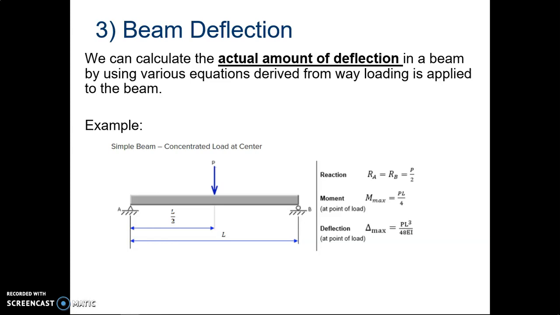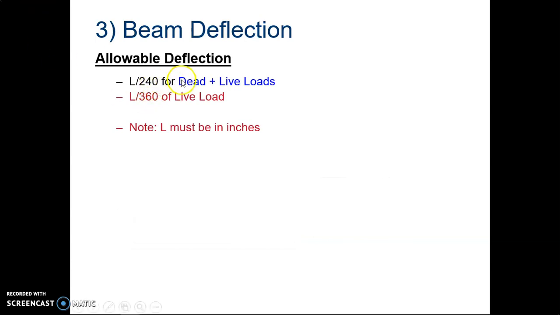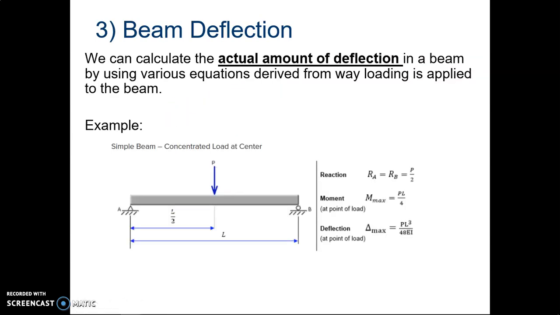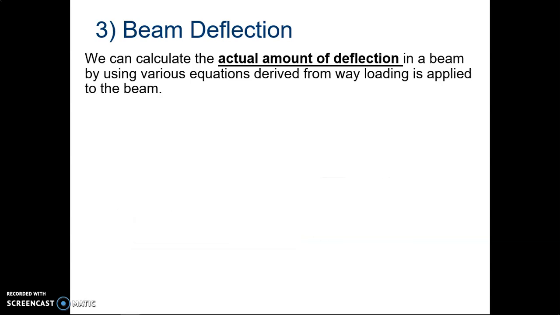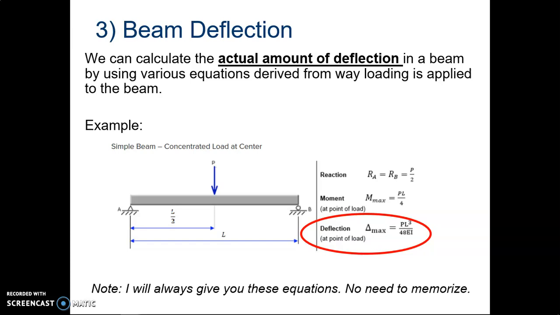So what is P? Well, P is going to be broken up into dead and live. So when you're doing the L over 240, the total P you use is the dead load and the live load. However, when you're doing the second one, you're only going to be using the live load portion of the total load. Say I tell you there's a 10 kip load total being applied, 4 kips are dead, 6 kips are live. Then you'll know that when you're doing the first one, you'll use the full 10. When you're doing the second one, you'll just use the live portion of it. And I will always give you these equations for deflection, no need to memorize.